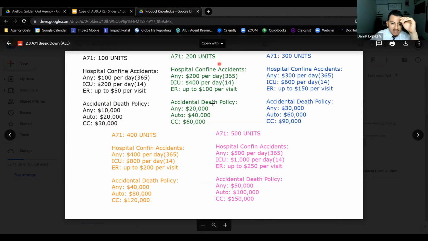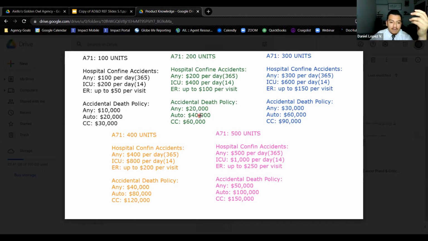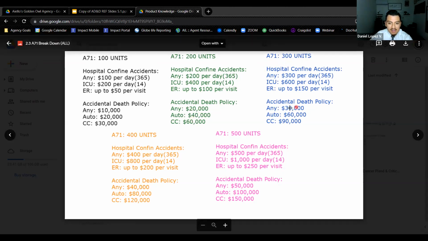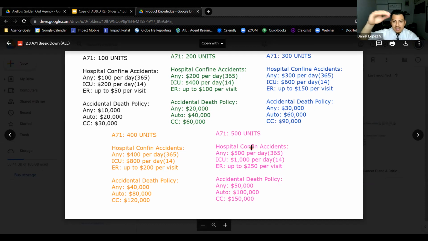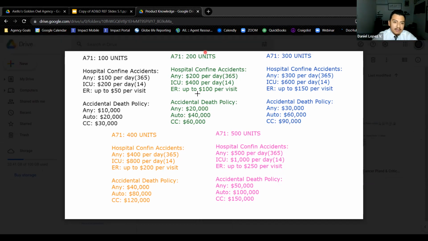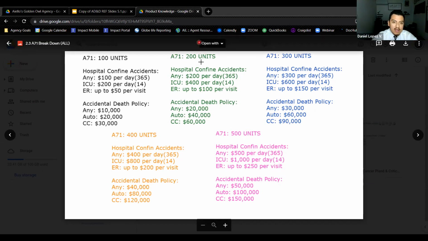200 units starts with $20,000 for any type of accidental death. 40,000 because it's double, 60,000 because it's triple. 300 units, 30,000, 60,000, 90,000. You guys get the point? Right. Okay, perfect. And you'll see we do a lot more than that. You'll see during the presentation we talk more in detail about that. Okay, so those are the units.